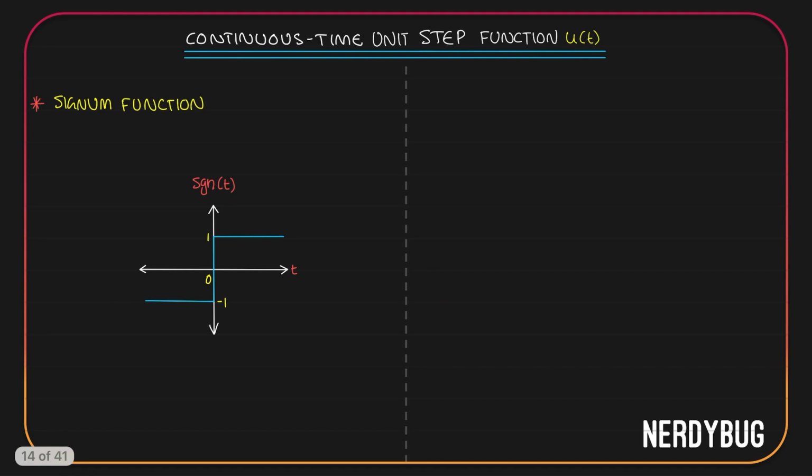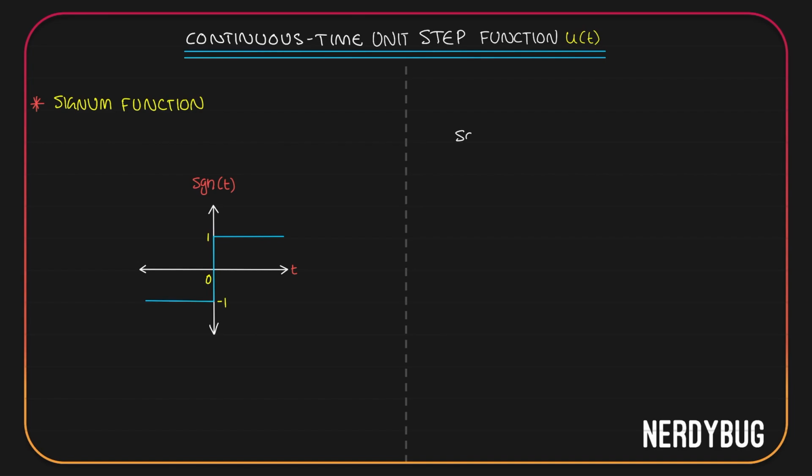Let's move on to another common function that we will encounter in signals and systems, that is Signum function. Graphically, this is how it looks like. For every t that is negative, it's going to be minus 1. There is a sudden shift at 0. When t is greater than 0, it is plus 1.